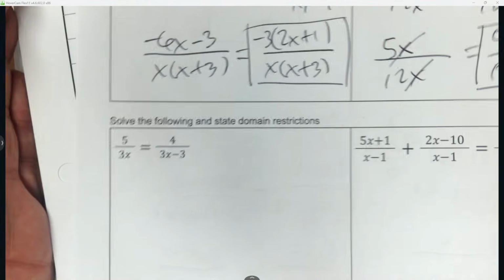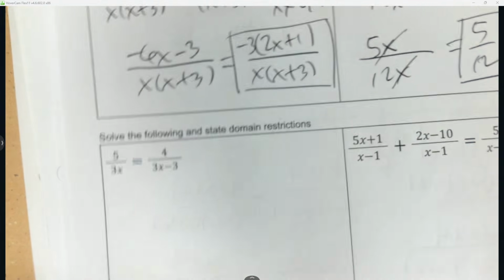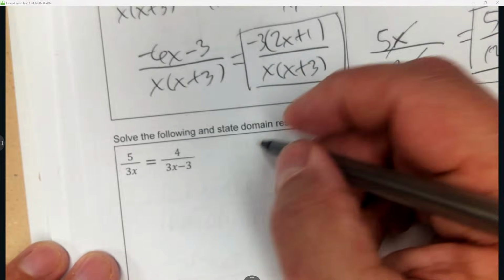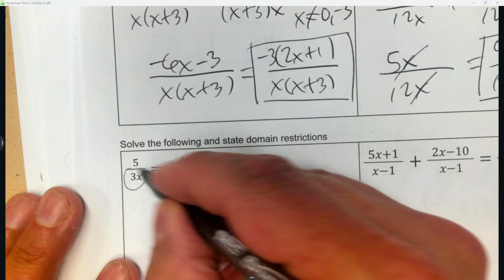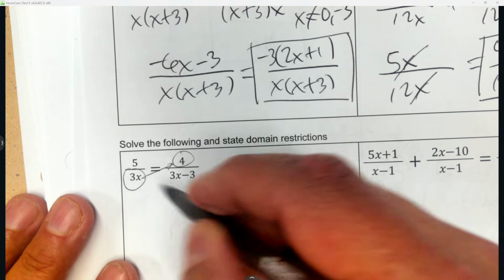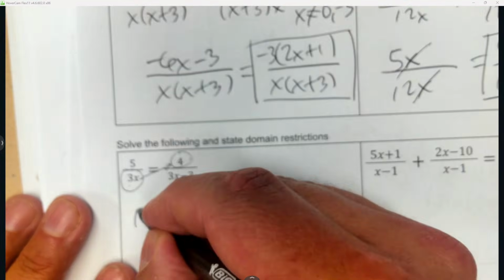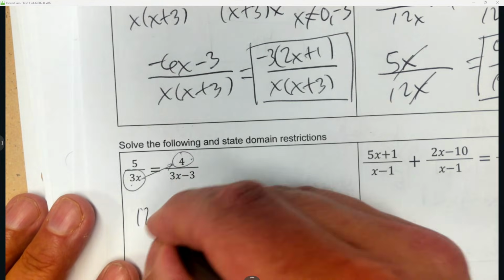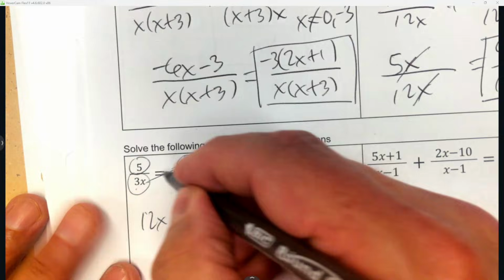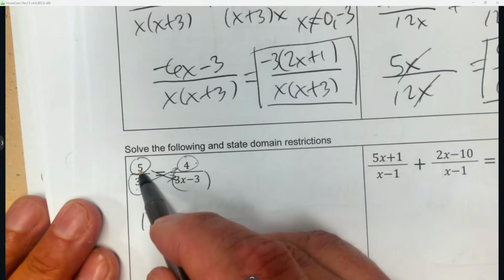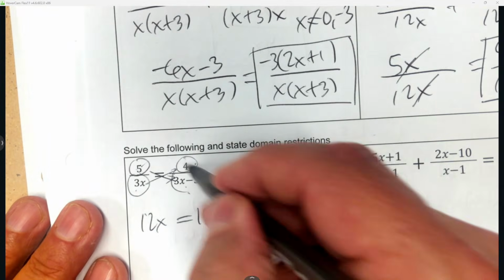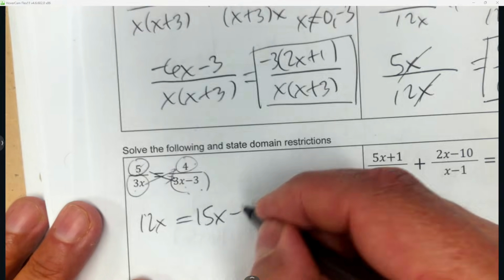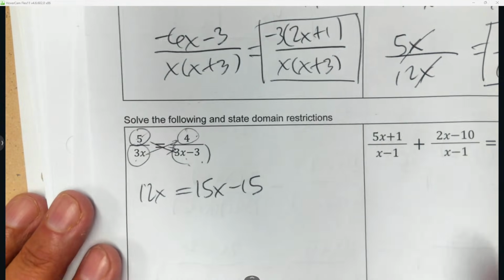All right, some equations to solve. So this is called a proportion. So we take the bottom of one times the top of the other. So 3 times 4 is 12x. We're going to do the same thing here and multiply. So 5 times 3x and 5 times negative 3. And then we're going to solve it.